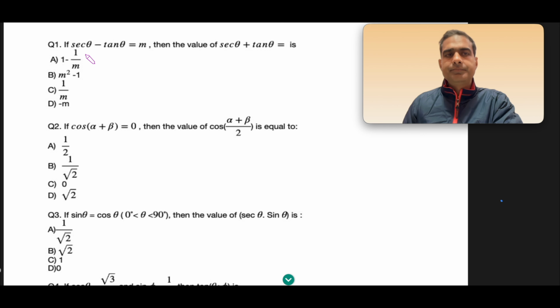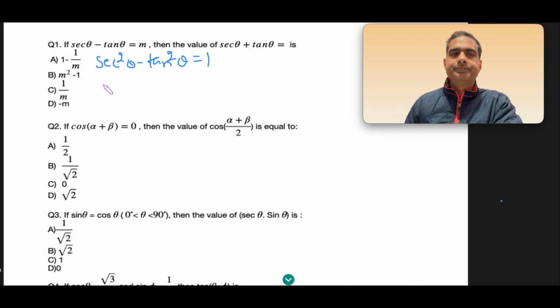The first question: if sec theta minus tan theta is equal to m, then the value of sec theta plus tan theta is, and the four options are given A, B, C, D. Directly, we can't figure out how to get the value of sec theta plus tan theta. But if you remember, there is an important relationship between sec theta and tan theta, that is sec square theta minus tan square theta is equal to 1.